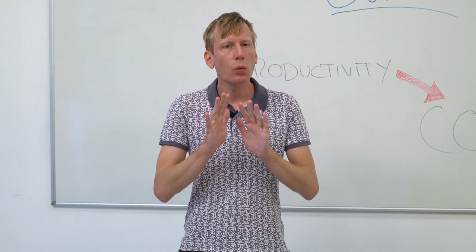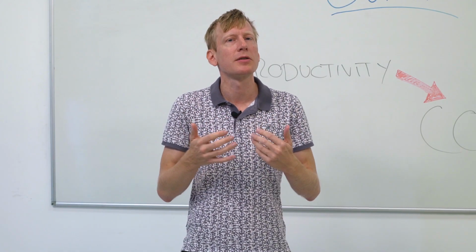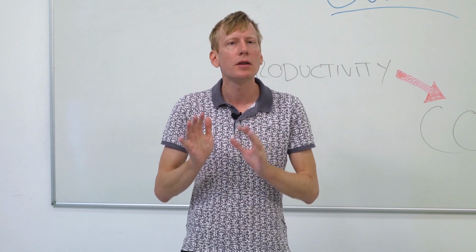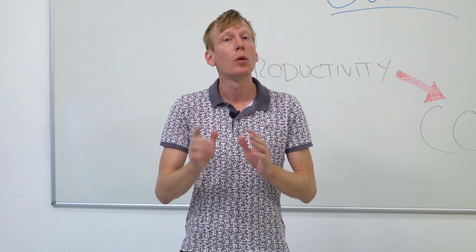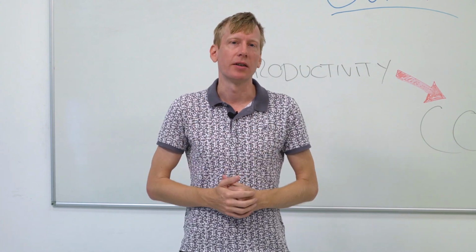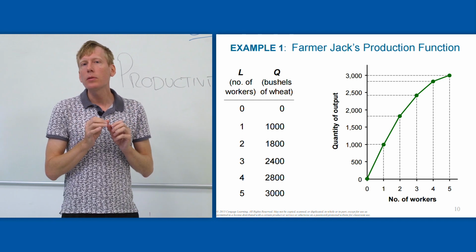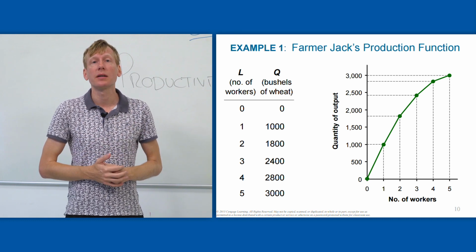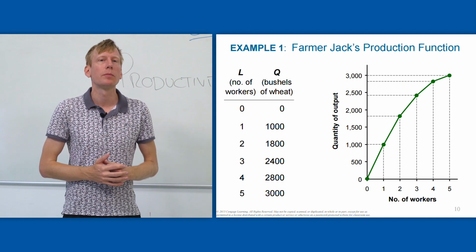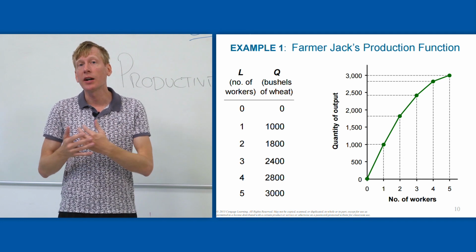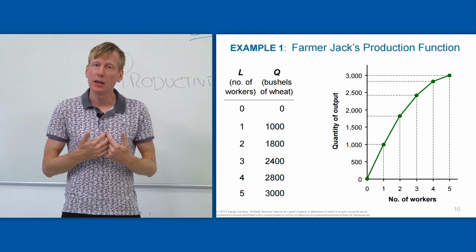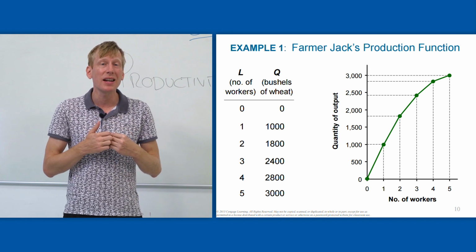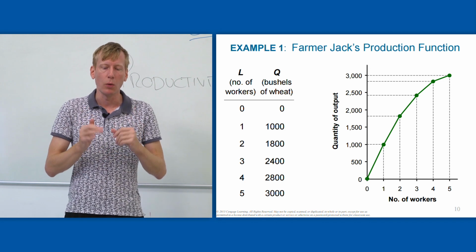Now, for this simple example, we'll ignore the fact that he might also need seeds, he might also need fertilizer, he might also need water. In a more realistic production function, those should factor in as well. But for simplicity's sake, we'll just use land and labor as the two necessary inputs. In our simple example, suppose that if Farmer Jack has no workers employed, including himself, so our labor quantity in the production function is zero, the quantity of wheat that he produces is zero. And then if he hires one worker, which could be himself, again, even if he doesn't pay himself a wage, there's an implicit cost to his business of hiring himself because he could work for someone else instead and be paid a wage.